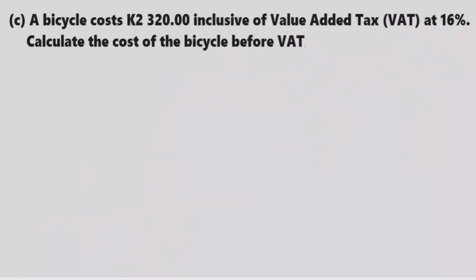4C is as follows. A bicycle costs 2,320 kwacha inclusive of value added tax, VAT, at 16%.